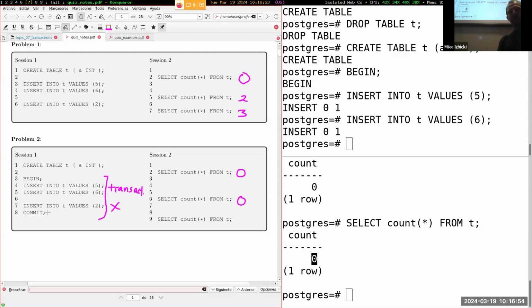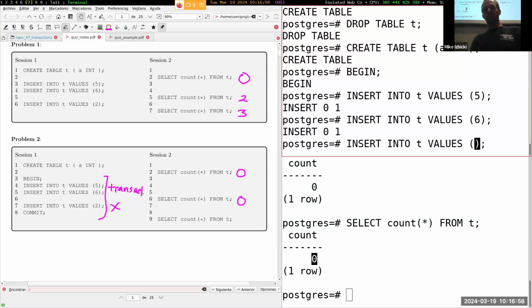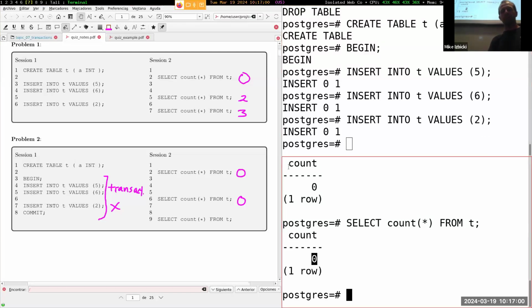Going on from line 6 to line 7, insert into T values 2. I'll press up arrow, change this 6 to a 2, hit enter. So that was line 7 that I just ran. I'll now run line 8, this commit line. And what commit means is that whatever modifications you were doing to the database, they are now available to everybody else, all the other sessions that are connected.